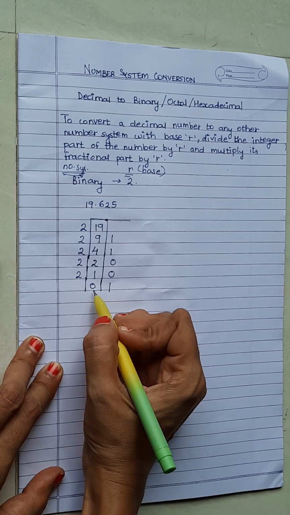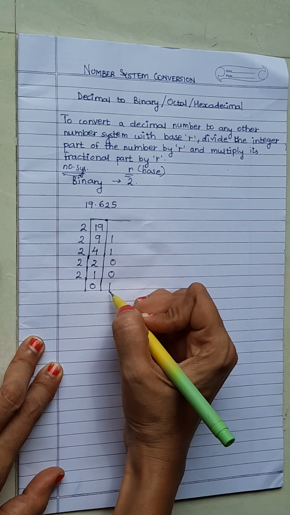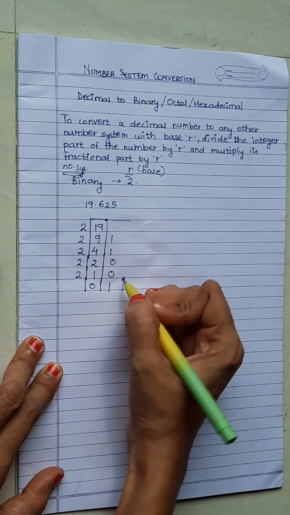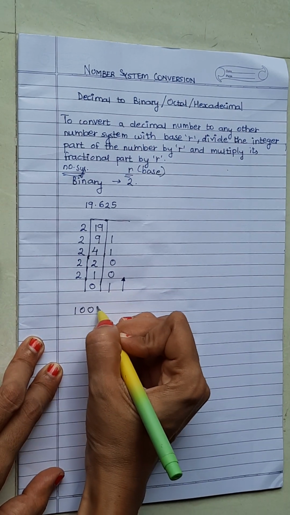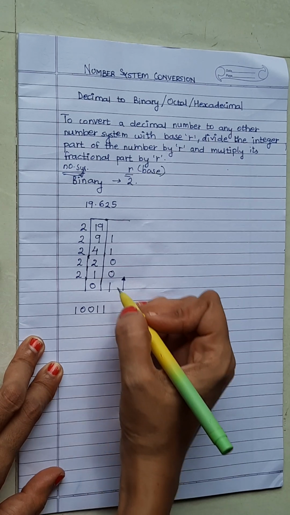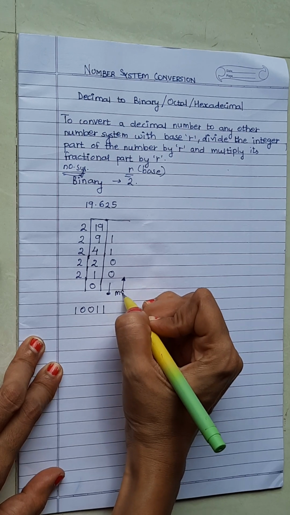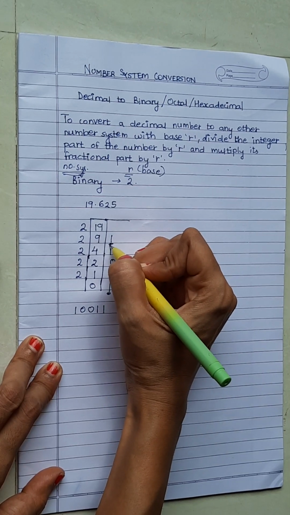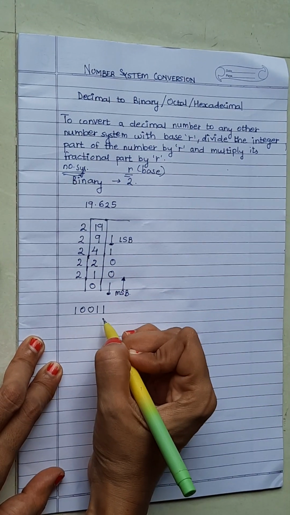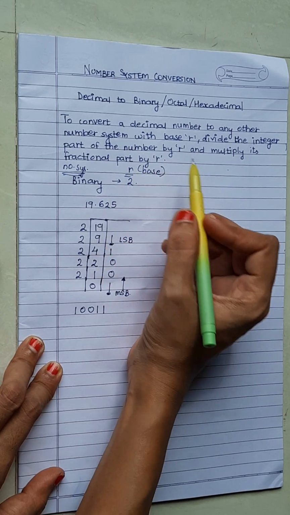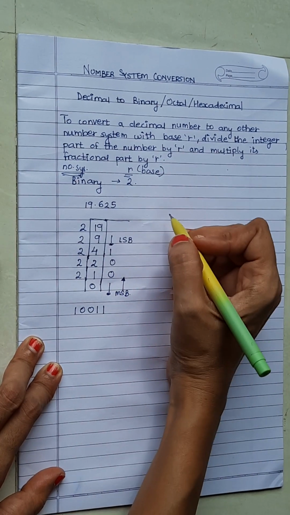Once you get the quotient as 0, stop over here and read the remainders that you have got from bottom to top. What you get is 1 0 0 1 1. Here the bottommost remainder is the MSB and the topmost remainder is the LSB of the binary form of the integer part of the number that you want to convert into binary. Okay, now what will be the fractional part?